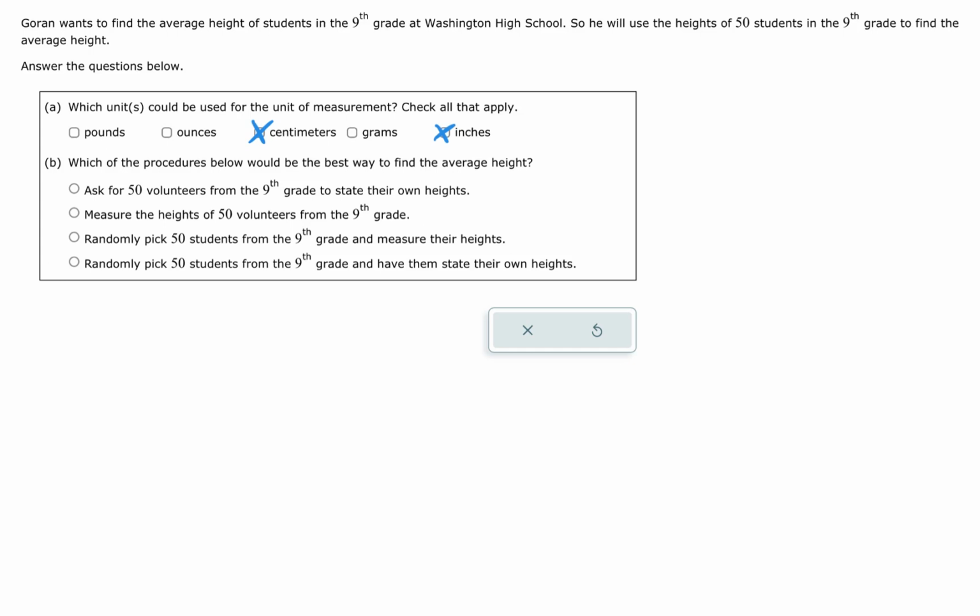Part B says which of the procedures below would be the best way to find the average height. Just as before, we want to randomly pick people and we want to do the measuring ourselves. So the first one says volunteers and they're stating their own heights. The second one does say measure the heights of 50 people, but they're all volunteers. The third one says randomly pick students and measure their heights. That sounds good. And the fourth one says randomly pick, but have them just state their own heights. So I think the third choice is your best option.